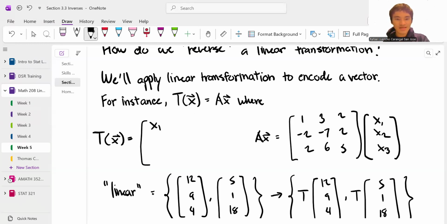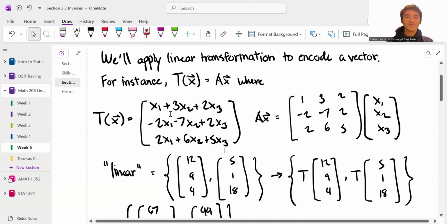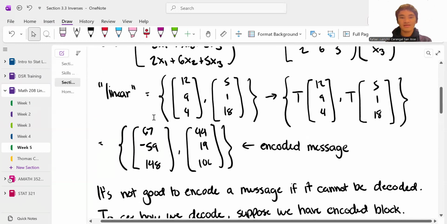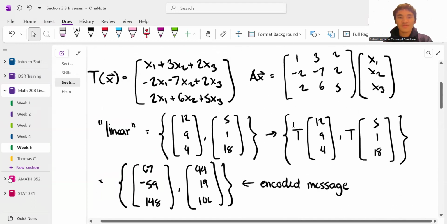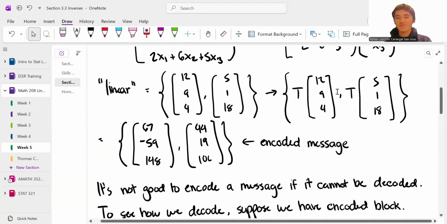which is essentially just multiplying A and x together. So it's going to look like x sub 1 plus 3x sub 2 plus 2x sub 3. And then we also have negative 2x sub 1. Here I'm just noting down the coefficients along with the variables: 2x sub 1 plus 6x sub 2 plus 5x sub 3. So whatever x sub 1 to 3 we plug in here, we're going to get a vector out of it. If we plug in 12, 9, and 4 to this transformation, we're going to get a vector out of it. And same goes with 5, 1, 8.